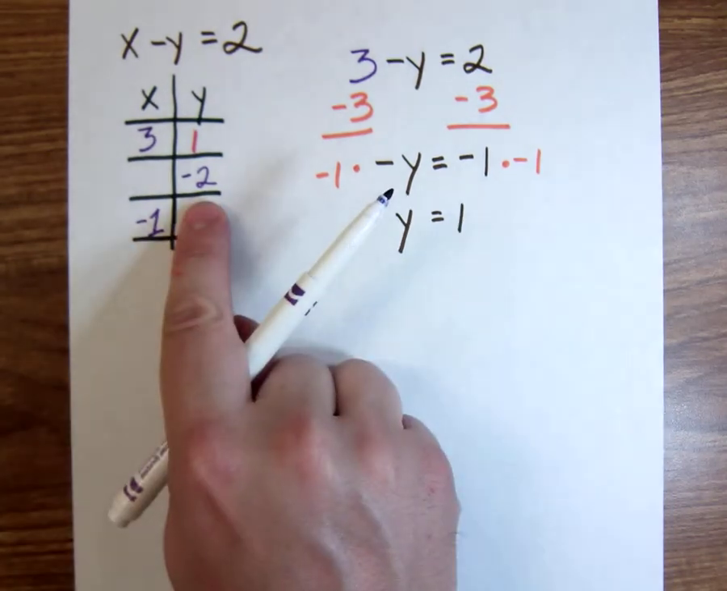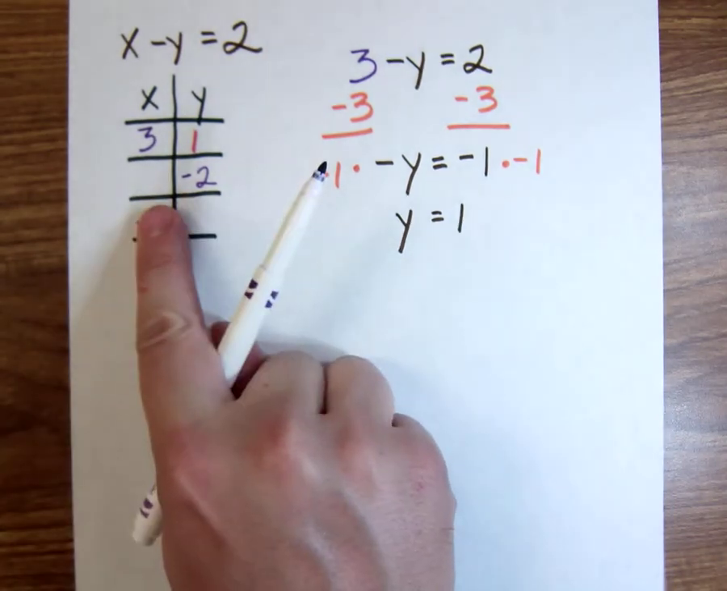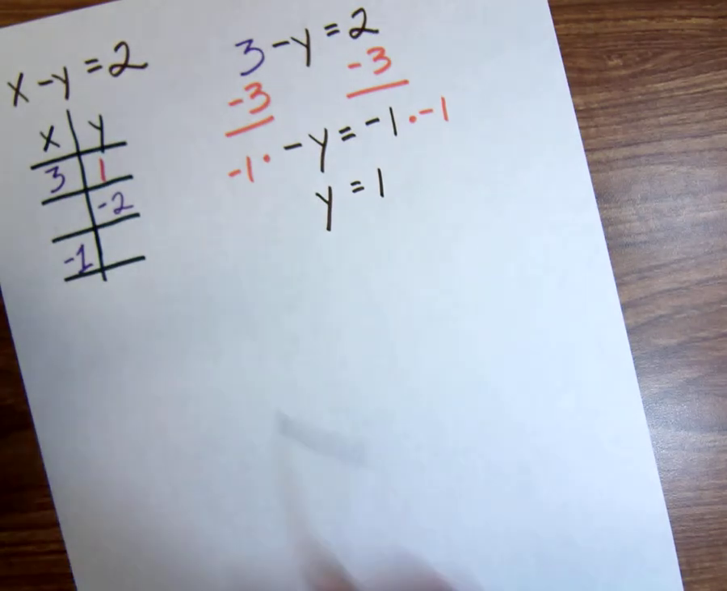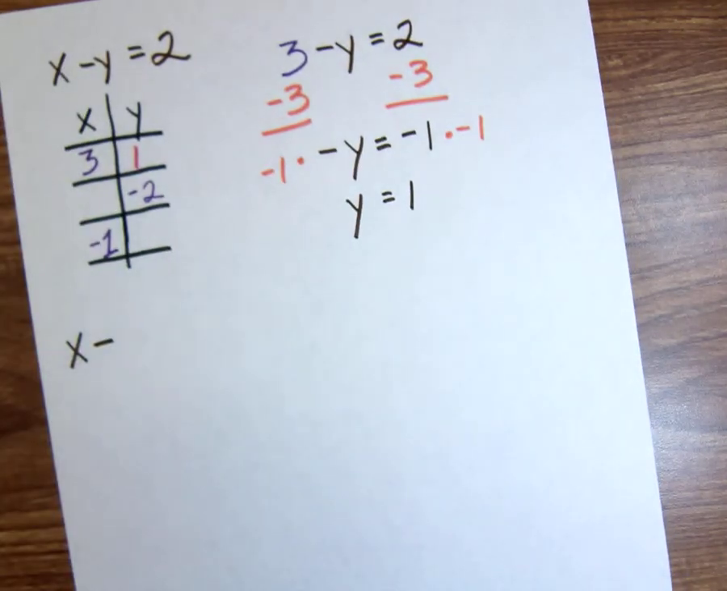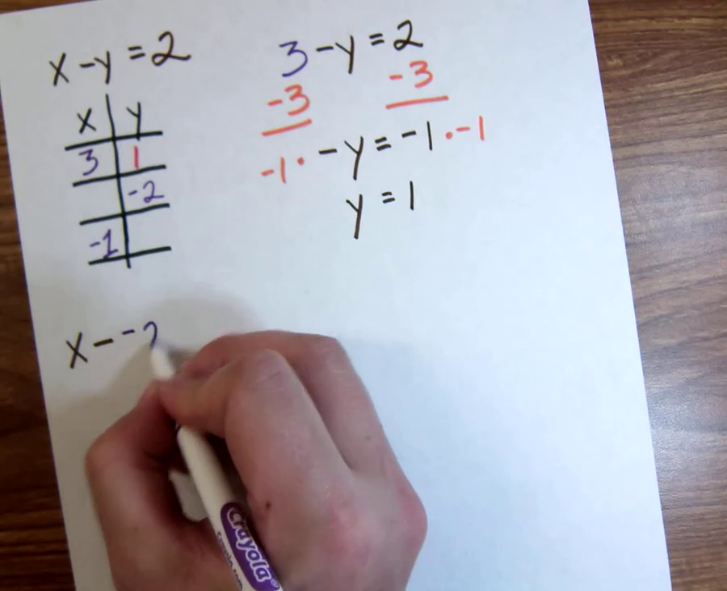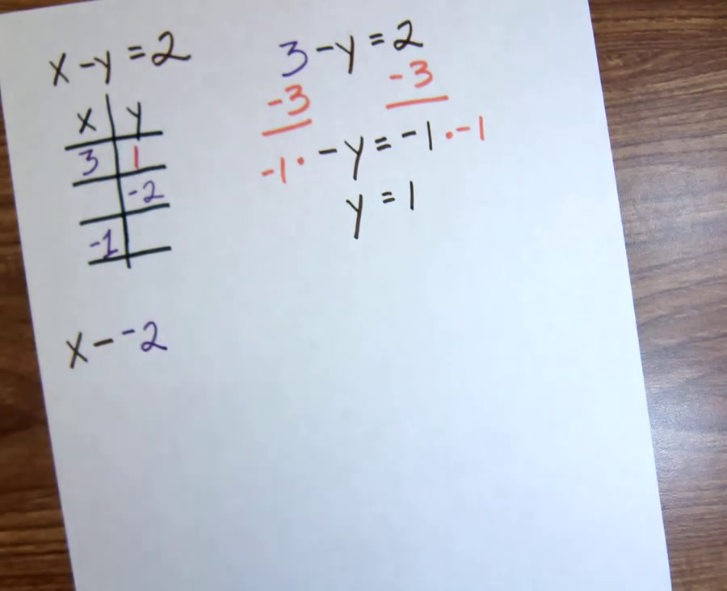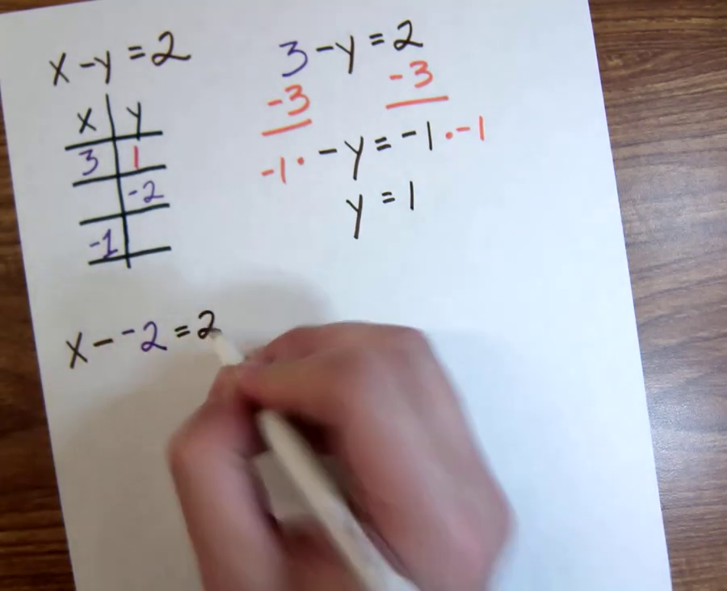Okay. The y is -2. What's the x? Okay, so back to our equation, x minus y, but it's going to be x minus, and the y is -2, and it equals 2.